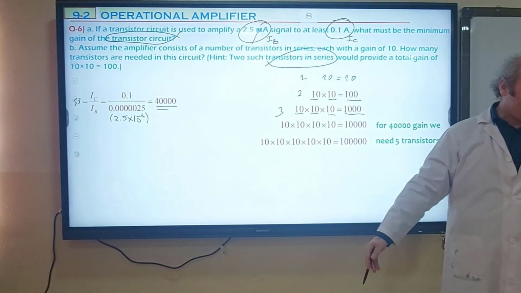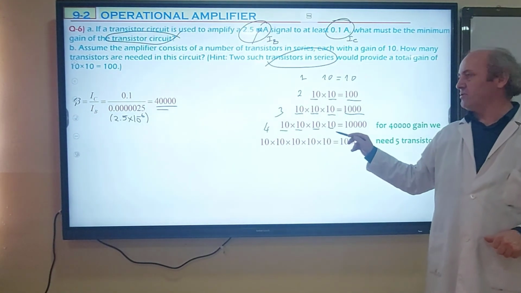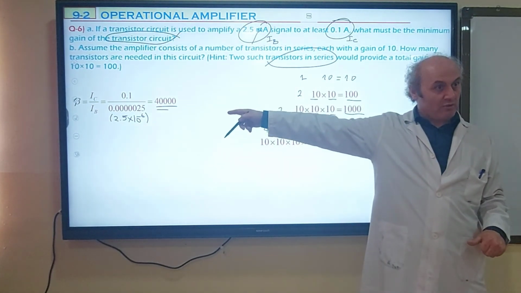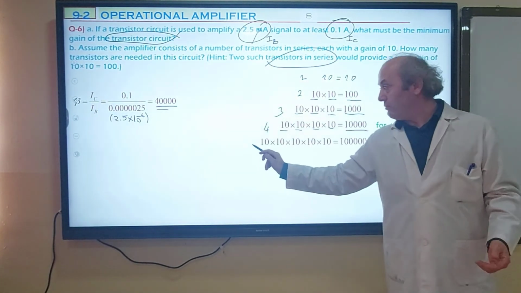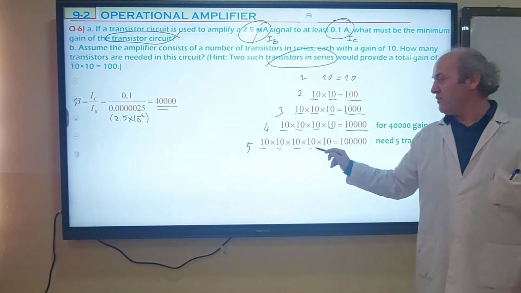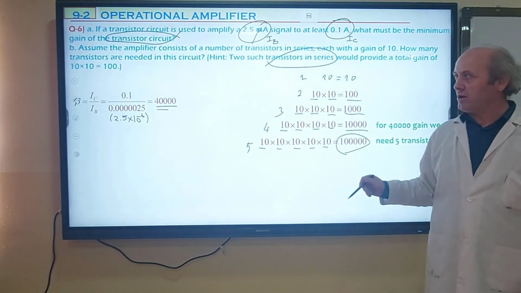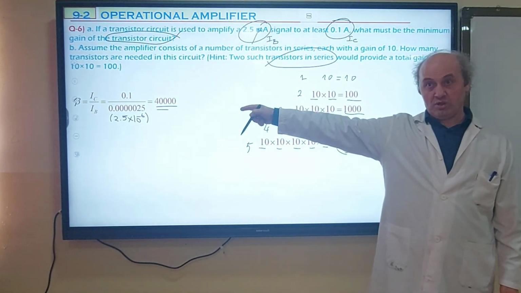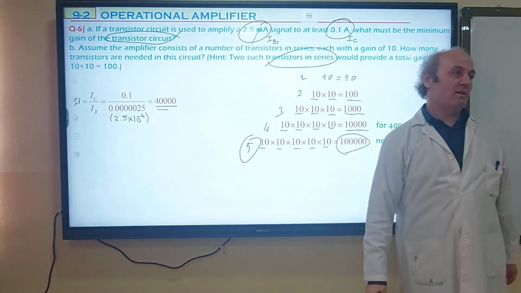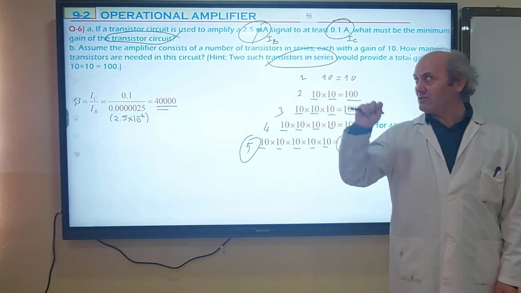Continue, add one more transistor in series. Let's do 4: first, second, third, fourth, multiply them all, it is 10,000. Still less than 40,000. We should add one more. When we add the 5th transistor, 1, 2, 3, 4, 5, multiply them all, it becomes 100,000. Is 100,000 greater than 40,000? Yes. Is 40,000 less than 100,000? Yes. So, minimum we need 5 transistors to get this current gain in that transistor circuit.